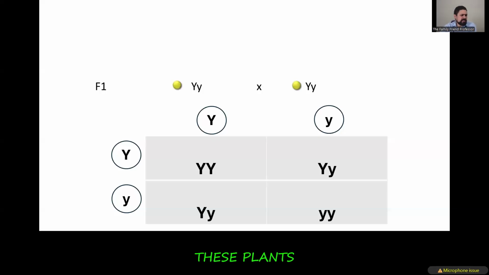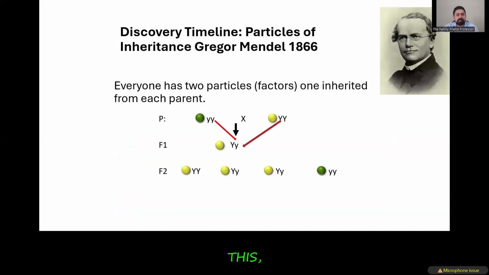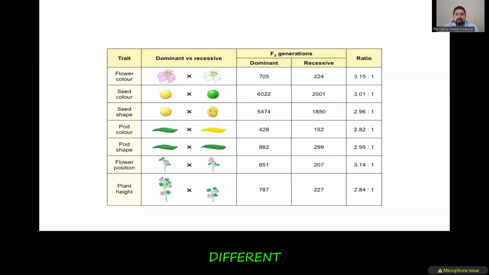So what color do these plants look like? Well, big Y is yellow, big Y little y is yellow, and little y little y is green, okay? So that gives us these different genotypes. So again, Mendel studied different traits, as we mentioned, and those are the actual numbers that he got.